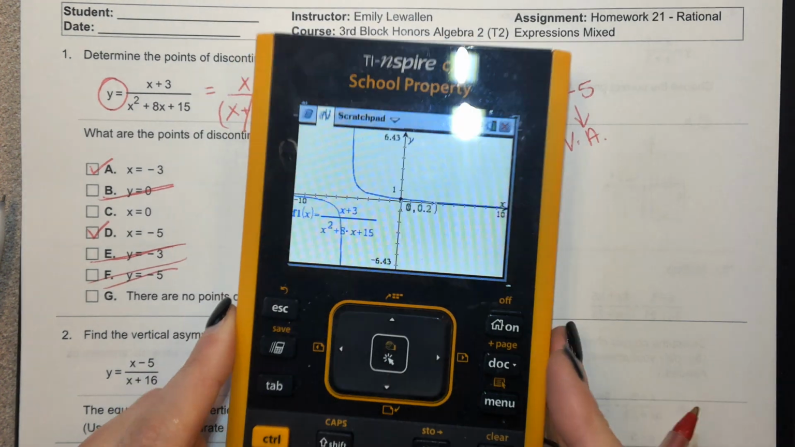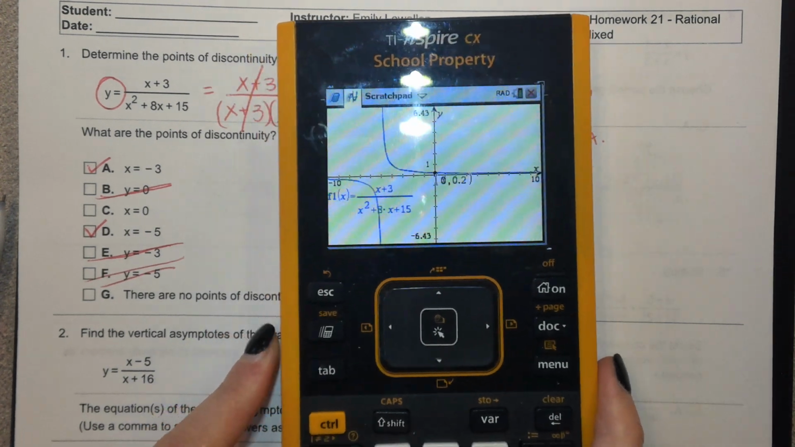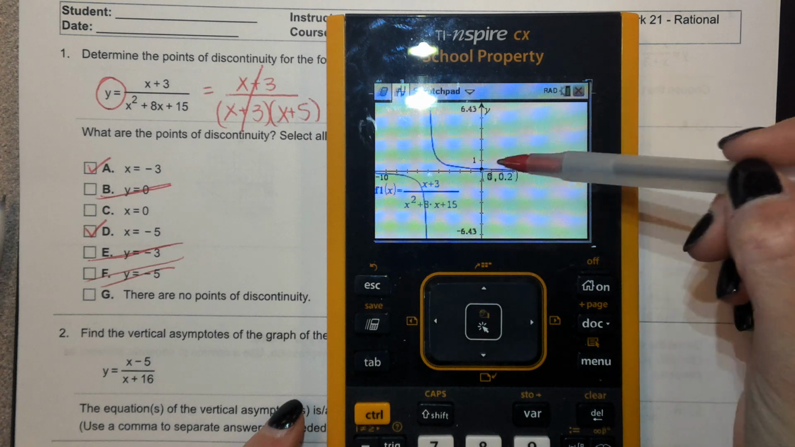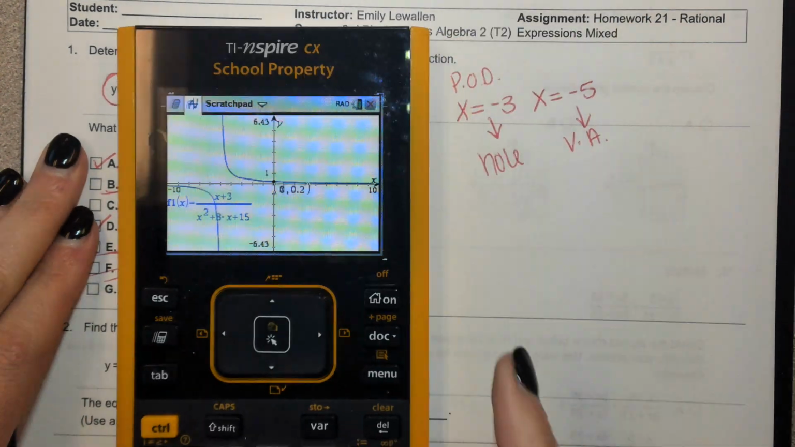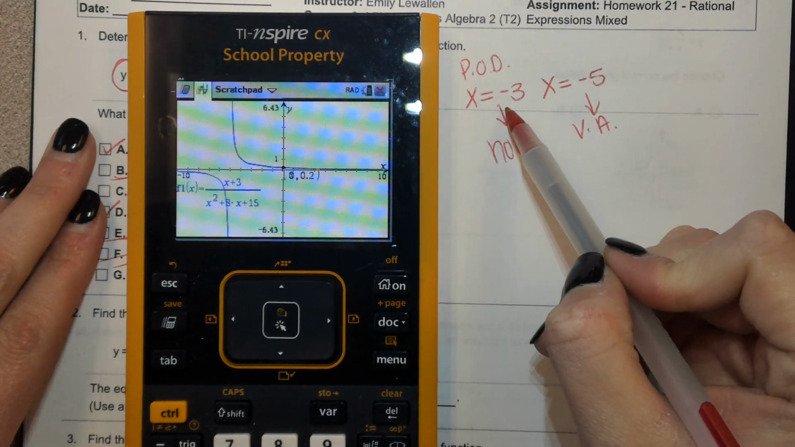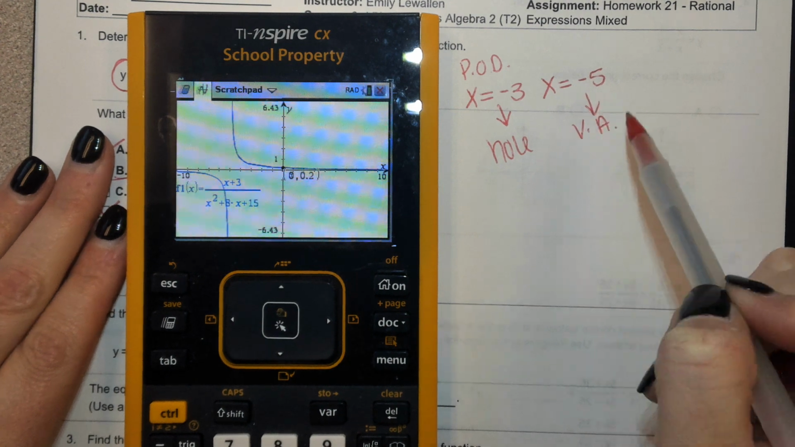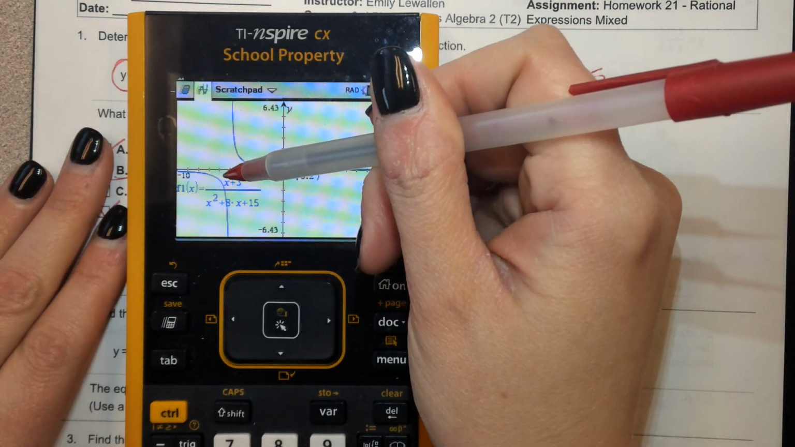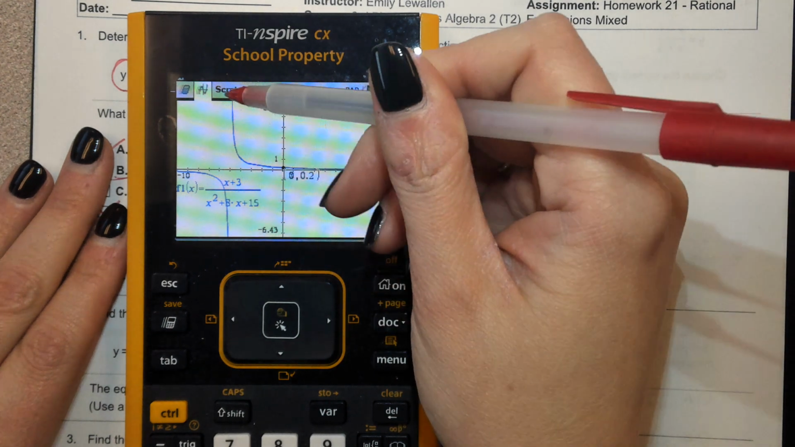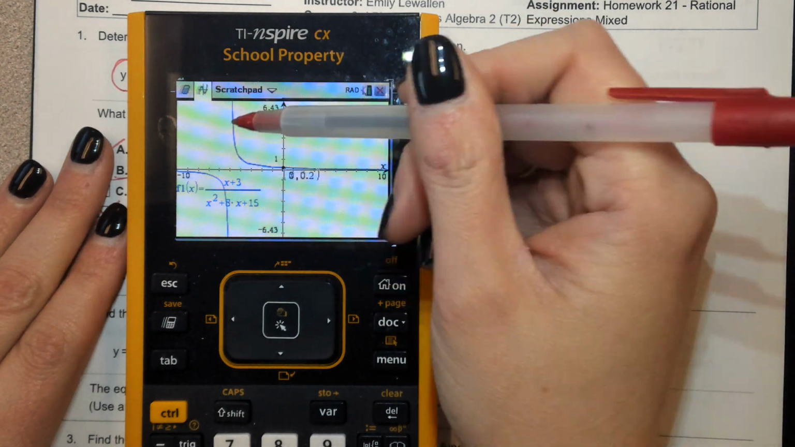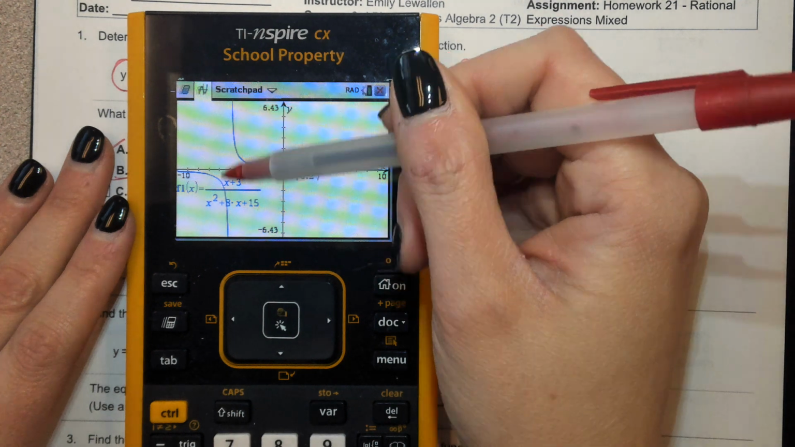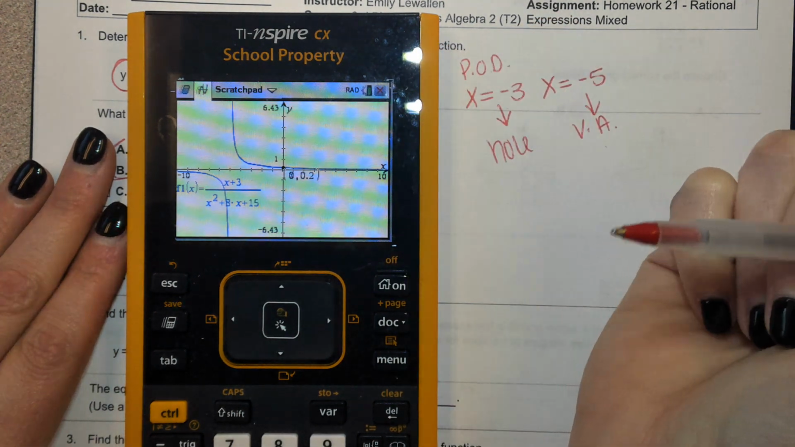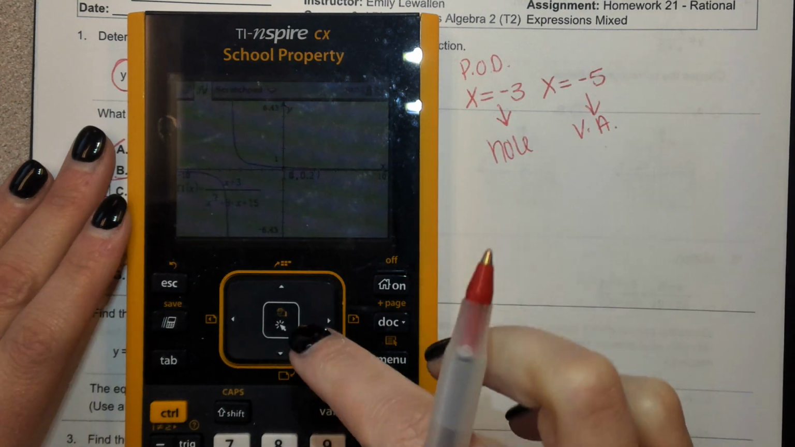All right, so I've graphed this problem in my Inspire calculator, and you can see this nice curve and this nice curve. And so we decided that x equals -3 is a hole and x equals -5 is a vertical asymptote. So if we go to -5 on the graph, you can see if we were to draw a line, these curves of the graph get extremely close, but there's never anything right on -5. So we got that. That's correct.